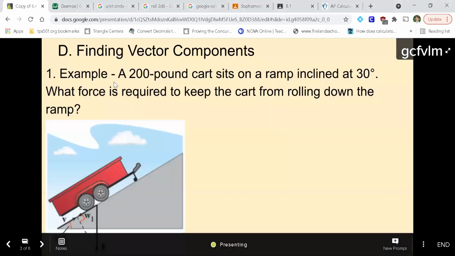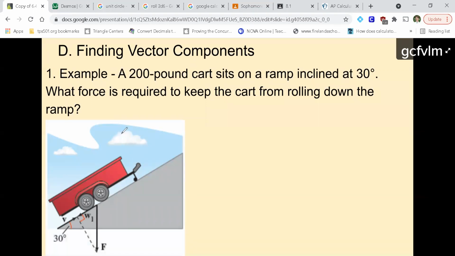First example. So if you want to find the components of a vector, let's say that we have a cart sitting here on a ramp. The cart weighs 200 pounds, and the ramp is inclined at 30 degrees. What we want to find is the parallel component, W1 here, so we can know how much force is required to keep this cart on the ramp. We are going to assume that this is a frictionless surface.